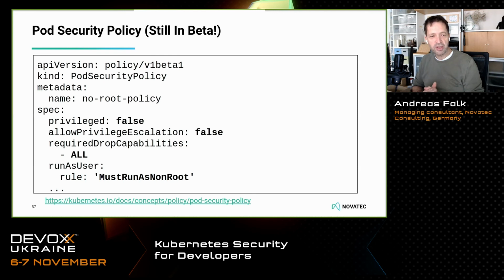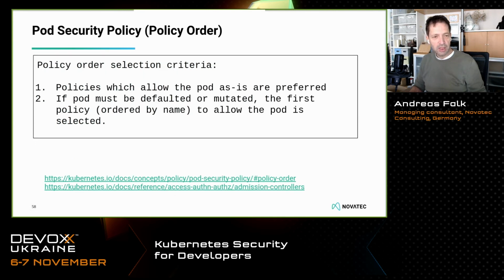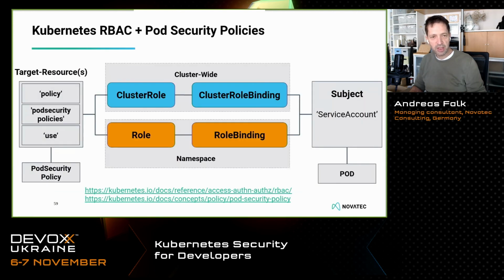And the pod security policy looks almost the same as a security context. You also specify privileged false, don't allow any privilege escalation. You can drop capabilities, and you specify that it must run as non-root. And this is called a no root policy as name, for example. There's also policy auto selection criteria. I will skip that. And now comes again the part of role-based access control.